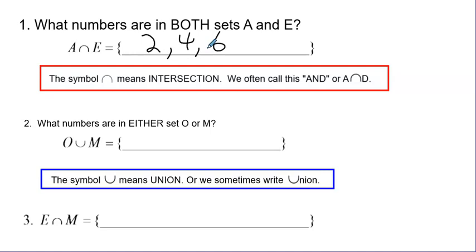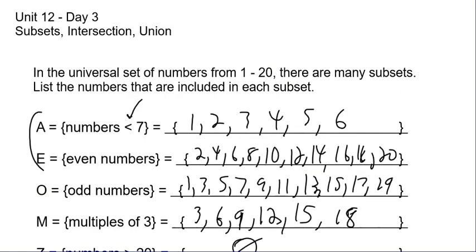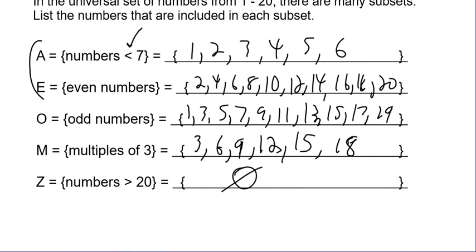What numbers are in either O or M? So we go back and look at our list. O or M, either one. Odd numbers or multiples of 3. So basically, 3 is already in both. 6 is not. 9 is. So basically we want the even multiples of 3 also: 6, 12, and 18.